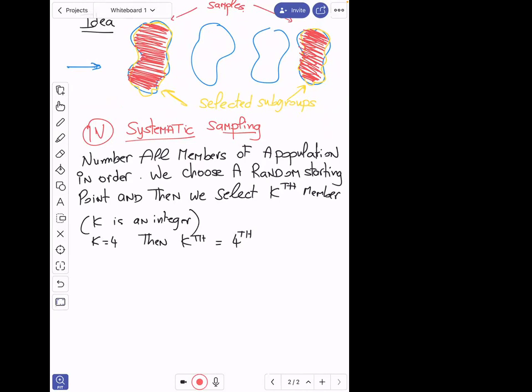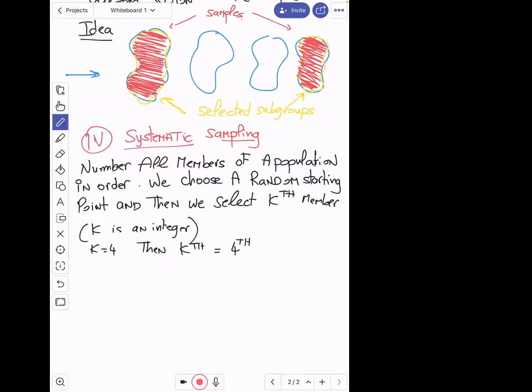But let me give you the idea here. I know it's confusing the first time. So what I'm going to do is take all the members of my population. Let's say we have a very, very small population of 15 people: 1, 2, 3, 4, 5, 6, 7, 8, 9, 10, 11, 12, 13, 14, and 15.